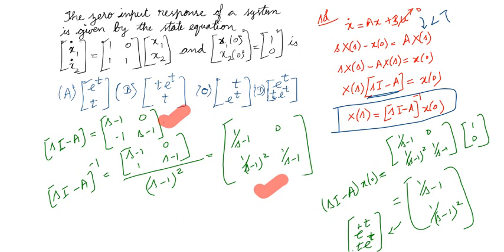Now you take the inverse Laplace transform. For 1 by s minus 1, the inverse Laplace transform is e power t. For 1 by (s minus 1) whole square, it is t e power t. So which option is correct? Option D is the correct option. This is the correct one.